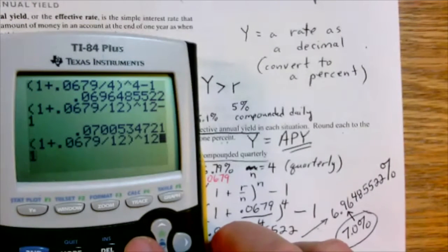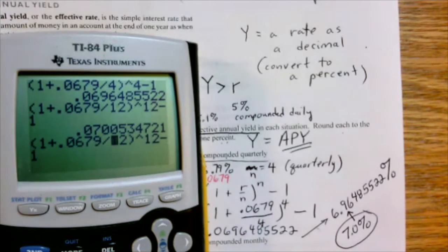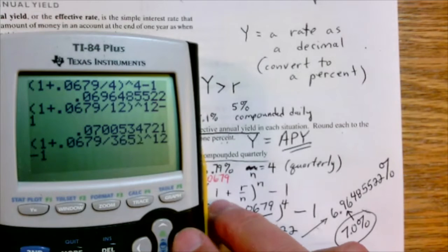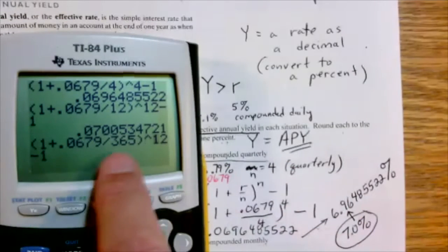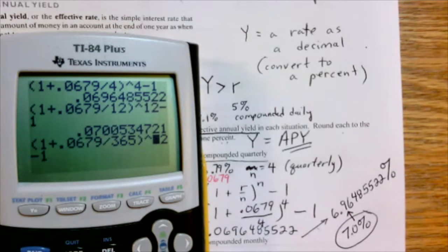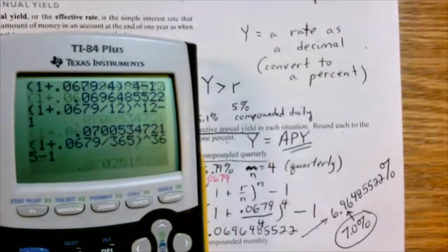Let me change these 12s to 365. I have to change the n in both places, the denominator of the fraction inside parentheses and the exponent. So it'll look like this. Let's see how much larger than 7% it gets.